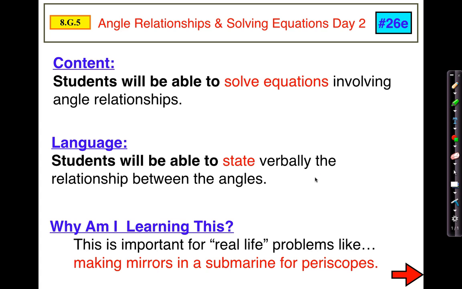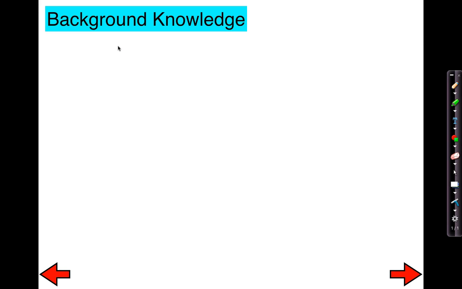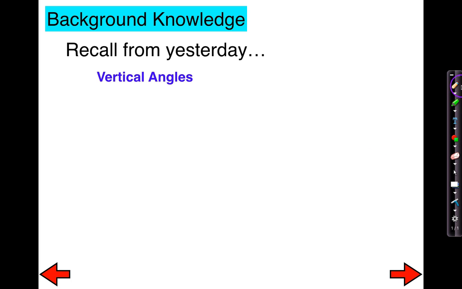And why am I learning this? Well, it's important for real-world problems like making mirrors in a submarine for periscopes. So first and foremost, let's go over some background knowledge to remind ourselves of different characteristics and relationships of certain angles. So first, let's recall vertical angles.